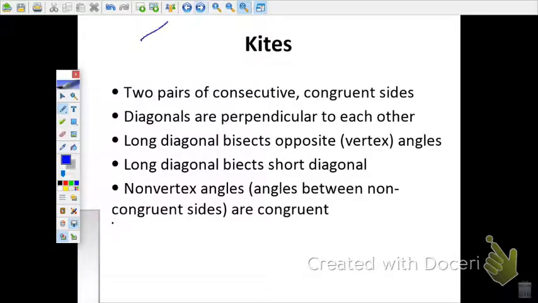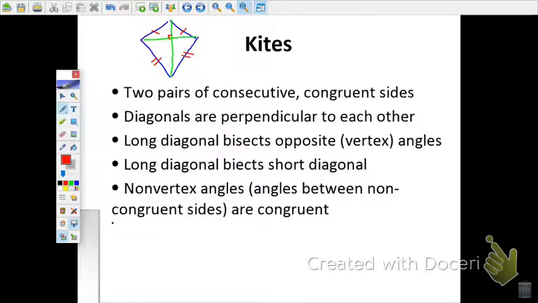So when we think about a kite, consecutive sides are congruent. It has two pair. You just need to look at what would be those two pair. Our diagonals are perpendicular to each other, which means we have right angles at all 4 of those corners because they are perpendicular.